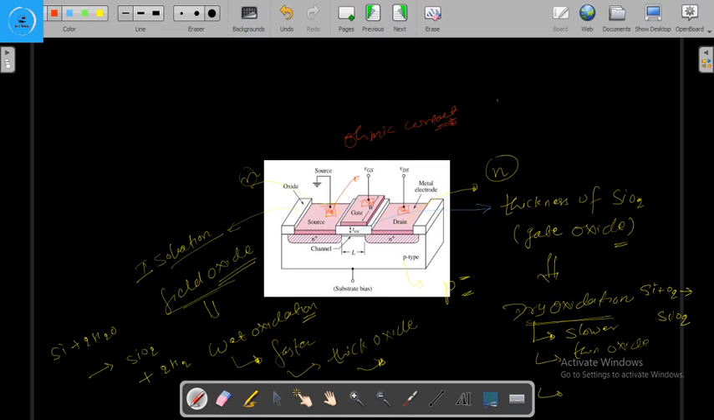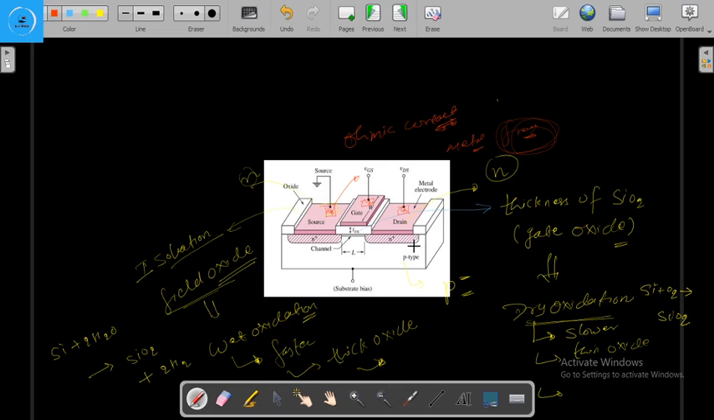These contacts are the ohmic contacts. Since we are providing the contact using metal, and the metal has a large number of free electrons, to match the concentration of electrons with that of the metal, we are doing heavy doping here. Heavy impurity doping to match the free electron concentration with the metal, right?